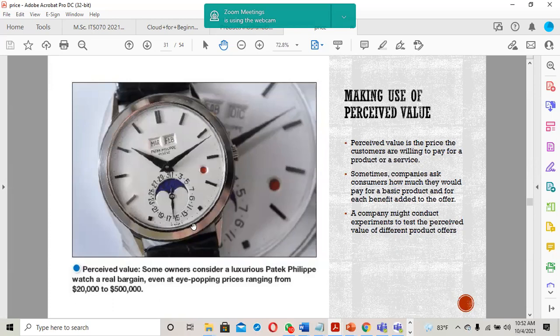Perceive means we feel something. Perception means your feeling. So how much do you feel this is worth? It might not be how much it is actually worth. So a luxury watch like this might be worth much more than the actual cost of that product to the customer. Then he or she will pay much more than its actual worth to buy that product. So that is what we mean by setting a price based on the perceived value.